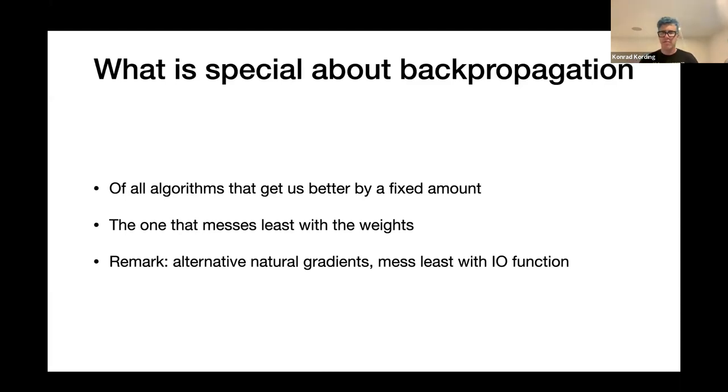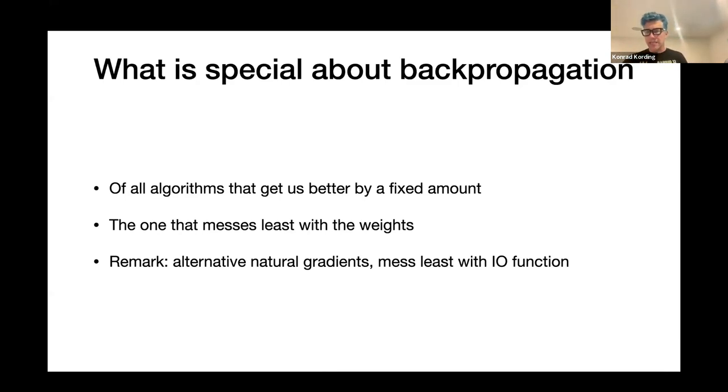There's an alternative called natural gradients. The goal is that it should mess least with the IO function. There's a new paper by Walter Senn and his group that talks about spiking neurons and how they could be doing something like that. There's a big literature in neuroscience that argues that natural gradients are much better for lots of things.